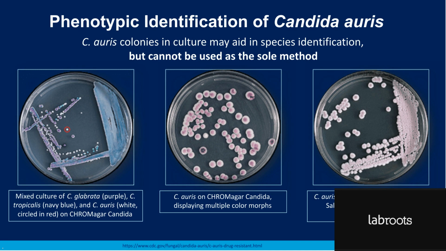As you can see here in the left picture, Candida glabrata is purple, tropicalis is blue, and auris is white, however, not very easy to distinguish. And also, as you can see, pure colonies of Candida auris on the middle plate, even in those cases, the color morphology can vary from white to purple. So the bottom line is that phenotypic identification can absolutely not be the sole method of identification for this organism.